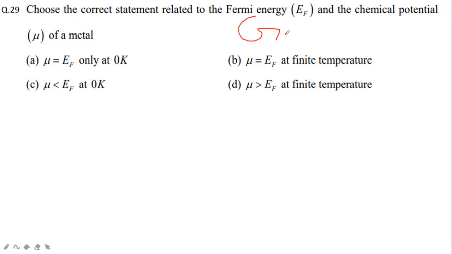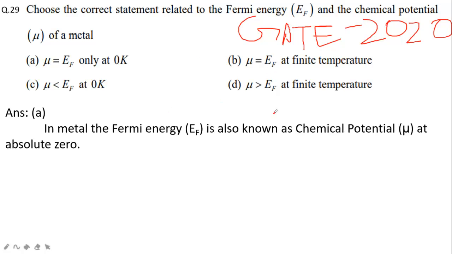This is the question from GATE 2020, and the rest of the questions are again from GATE 2020. Choose the correct statement related to the Fermi energy and chemical potential of a metal, for any metal. And there are 4 options. So the easiest approach, you should always remember that in metals, the Fermi energy is called the chemical potential at absolute zero. When the temperature becomes absolute zero, the Fermi energy becomes equal to the chemical potential for any metal. So option A is always correct for these types of questions, the easy one.